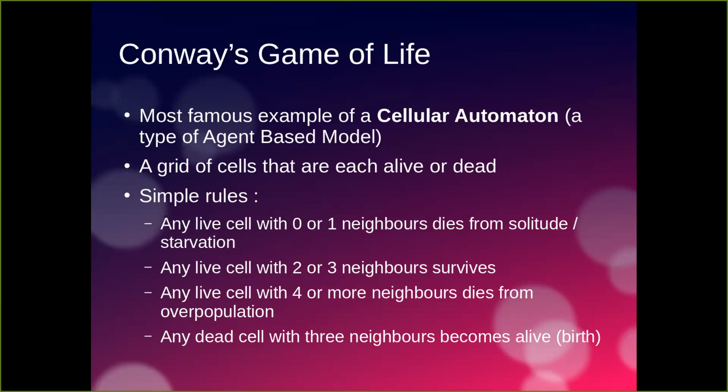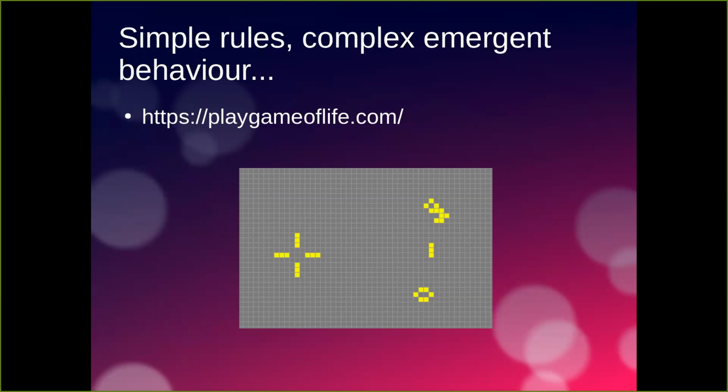Don't worry too much about the rules themselves and their meaning, but as you can see, they're just 4 very, very simple rules. Basically, if you're alive and you've got either no neighbors or 1 neighbor, then you're going to die in the next generation. If you've got 2 or 3 neighbors, you'll survive. But if you've got 4 or more neighbors, then you'll die from overpopulation. And if the cell is dead, but it has 3 neighbors, then it will become alive in the next generation. So these are really simple rules that we're applying to a grid of cells, but from those we get some really interesting behavior.